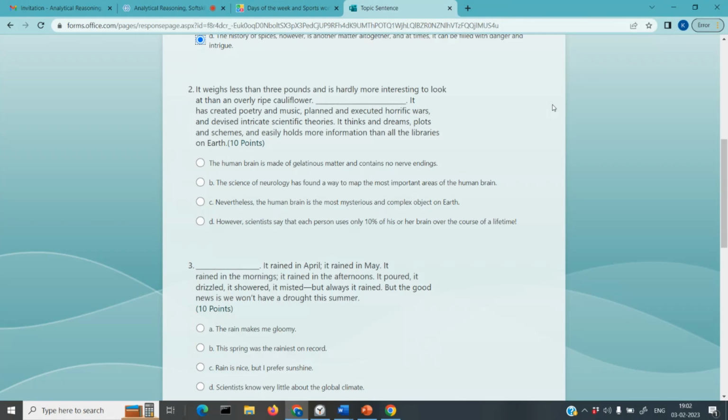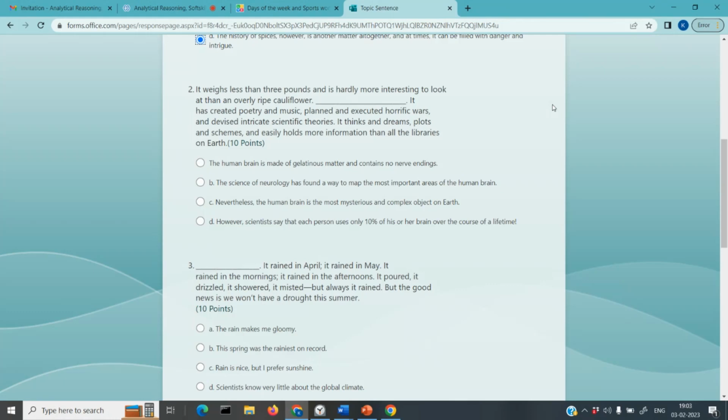Very good. So I will read the options for you. Please try and pick the right one according to you. The first one is, the human brain is made of gelatinous matter and contains no nerve endings. Second one is, the science of neurology has found a way to map the most important areas of the human brain. Nevertheless, the human brain is the most mysterious and complex object on earth. However, scientists say that each person uses only 10% of his or her brain over the course of a lifetime. So, which do you think can be the topic sentence? Option C, ma'am.